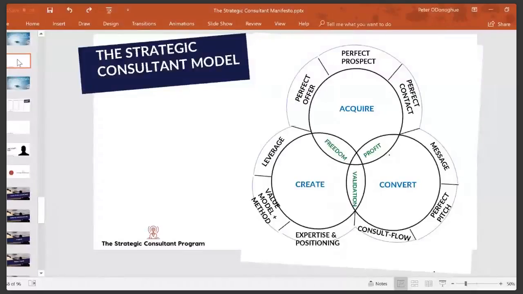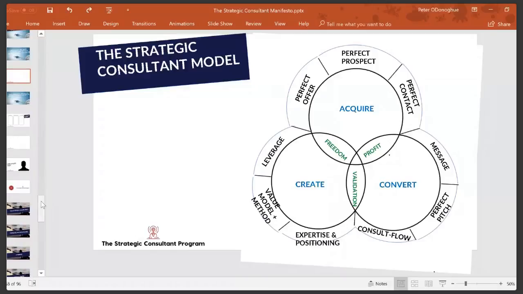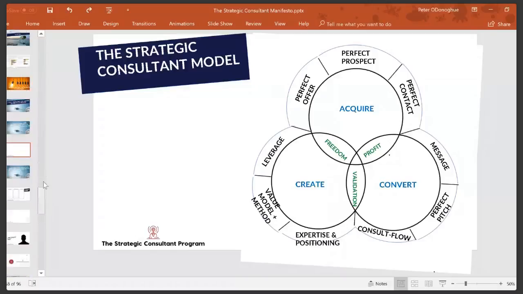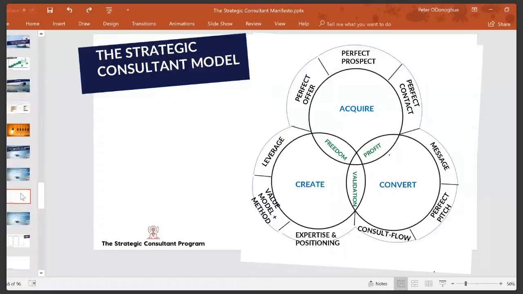Okay, while I wait for my technology to catch up, I'm going to do a little bit of ad lib. What's the thing that you've taken away the most from this presentation so far? What are you getting the most value out of? Okay, cool. So we're back.